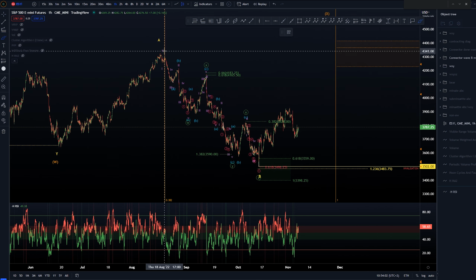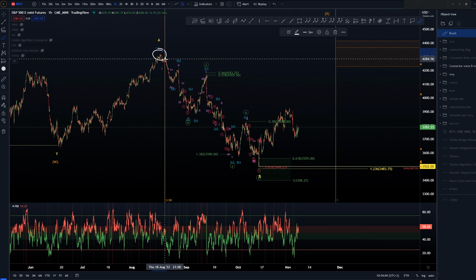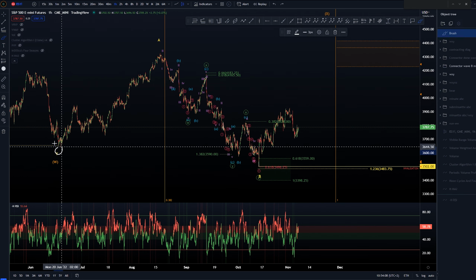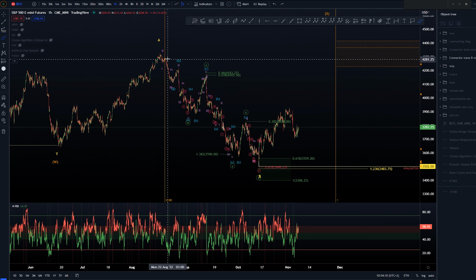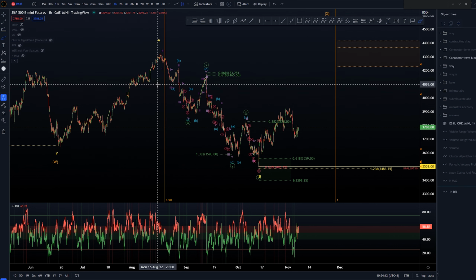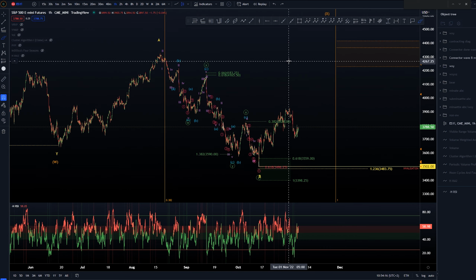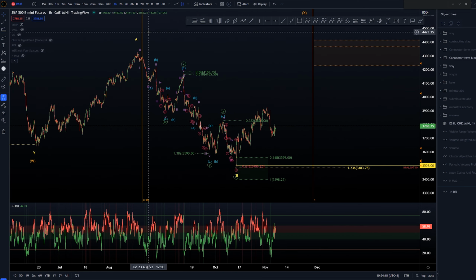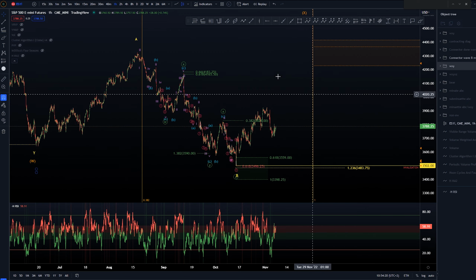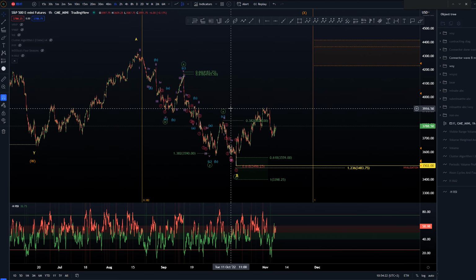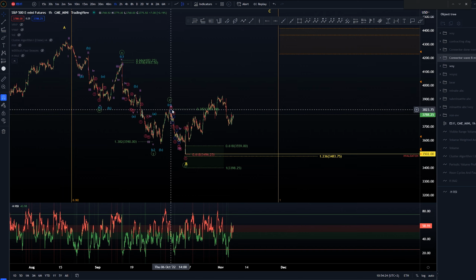But again, that count did not hit the 38.2 extension of this original W wave in time. So that is again a minus on that side. So again, we have to be tracking both of these, as they have both good and bad sides and measurements on both. So keep that in mind.